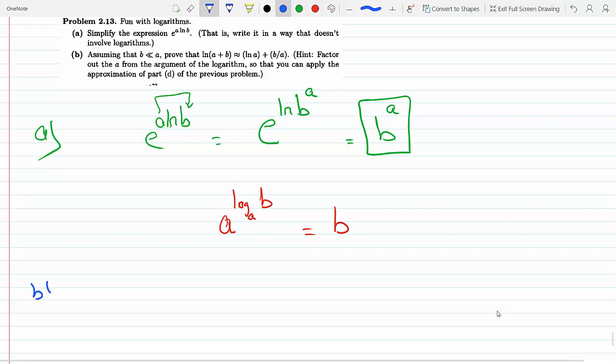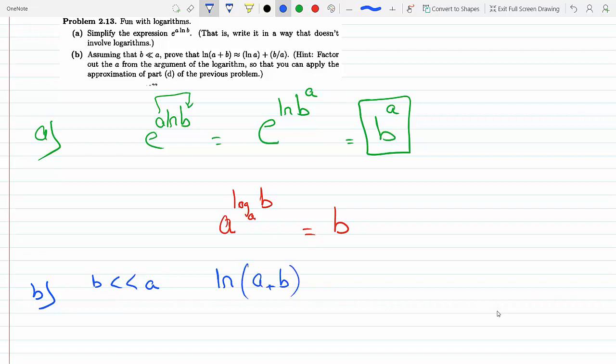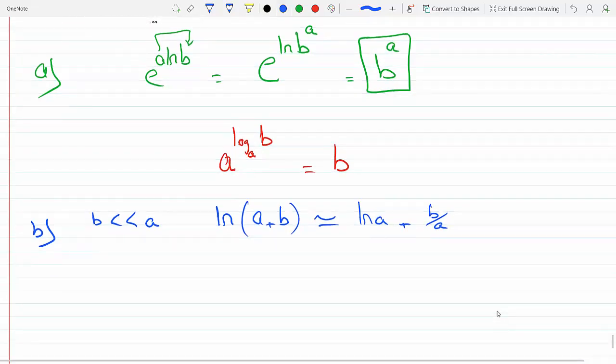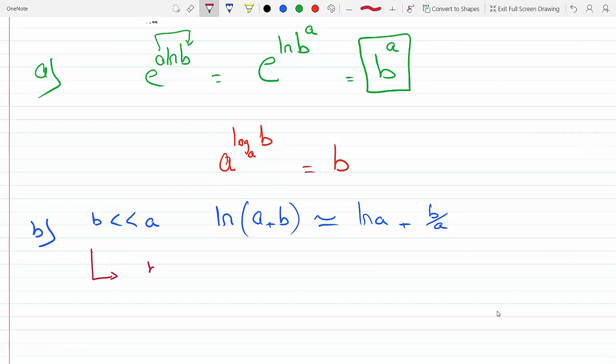For part B, it says if b is a lot less than a, we're going to do some approximation and prove that ln of a plus b is approximately equal to ln a plus b over a. Well, if b is less than a, then I could divide both sides by b, and then I know that b over a is a lot less than 1.